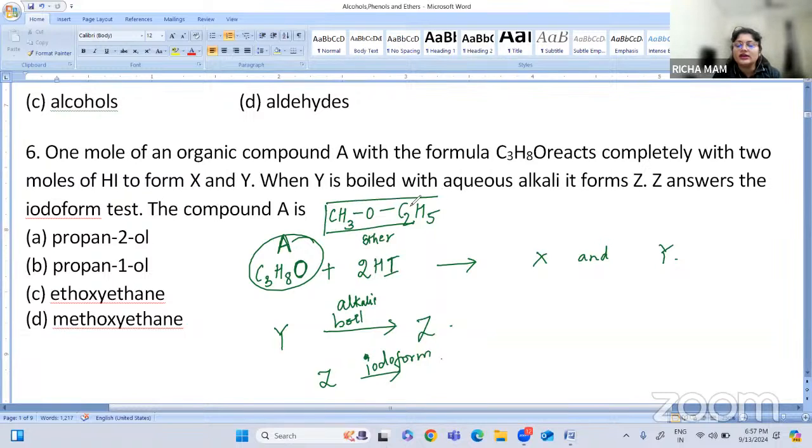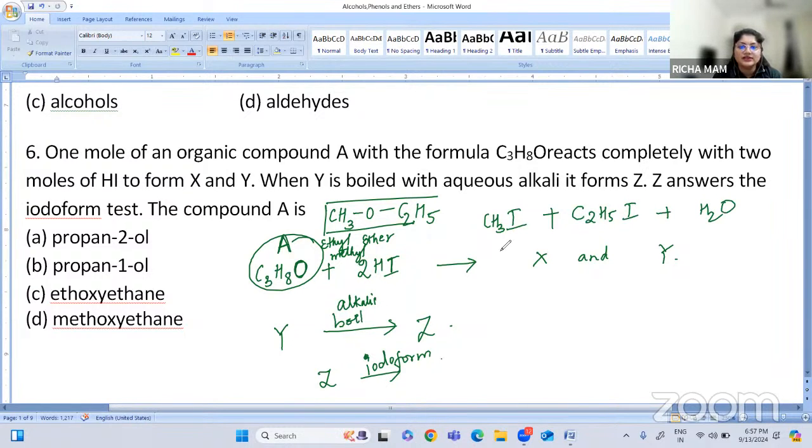This is your ethyl methyl ether. Now this ethyl methyl ether, if you treat it with excess of HI, what will you get? One product is methyl iodide, where your methyl and iodide combine, and another, because there are 2 moles, is ethyl iodide, plus water.